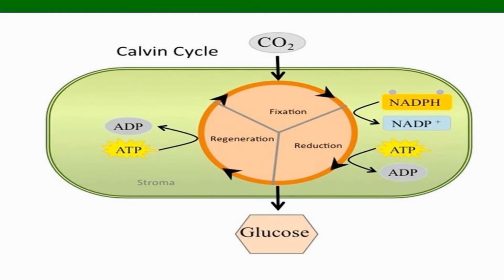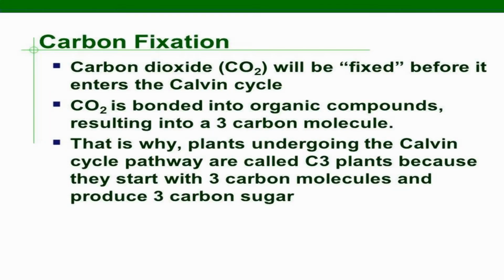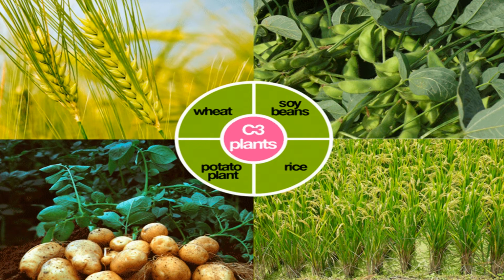So let's focus on the fixation process. Before carbon dioxide enters the Calvin cycle, it must be fixed first, or bonded into organic compounds, thus resulting in a 3-carbon molecule. That is why plants undergoing the Calvin cycle pathway are called C3 plants, because they start with 3-carbon molecules and produce 3-carbon sugar that will be used to make the organic compounds.